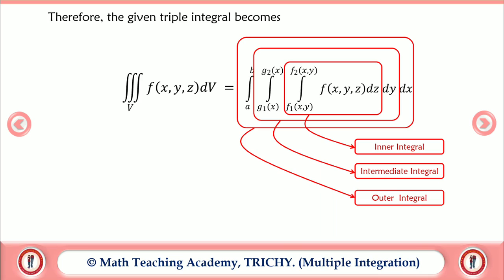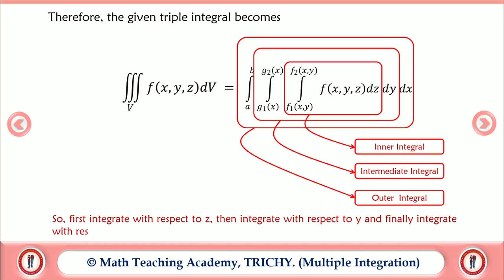Here note that the limits of the inner integral are in terms of x and y, that is why first integrate with respect to z. Then the limits of the intermediate integral are in terms of x, so that is why secondly integrate with respect to y. And finally the limits of the outer integral are constant, so finally we integrate with respect to x. So first integrate with respect to z, then integrate with respect to y, and finally integrate with respect to x.